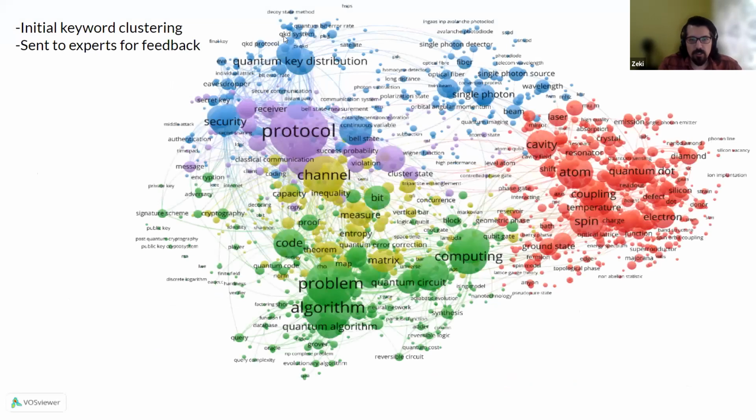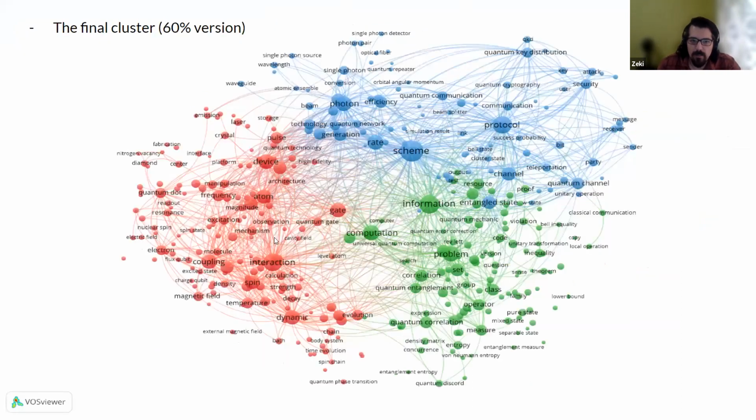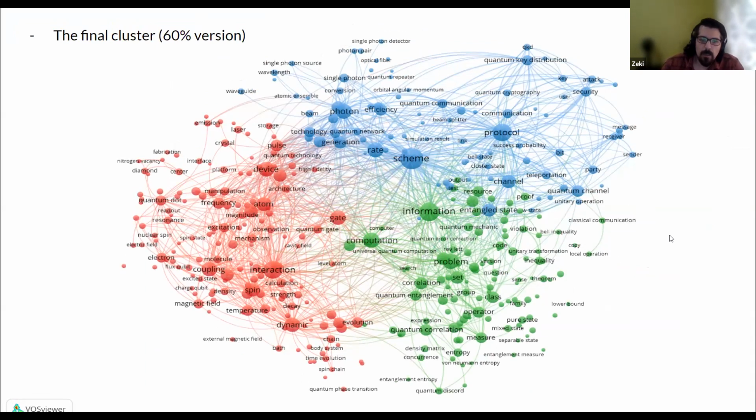And this is our initial keyword clustering. We created this through our first search query and then sent it to experts for feedback. And then by their feedback, we constructed a second query, and the new clustering, since we used only the 60% version, was like this. So here you can see this is a keyword clustering. Of course, I can provide the slides.